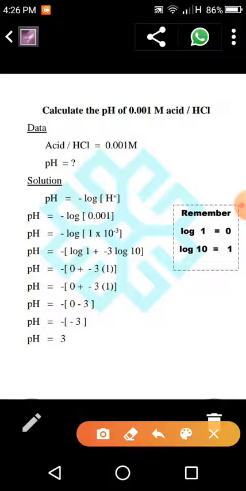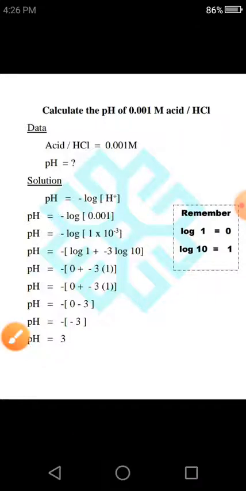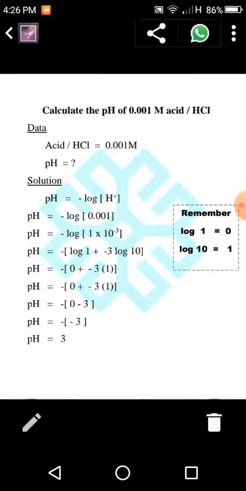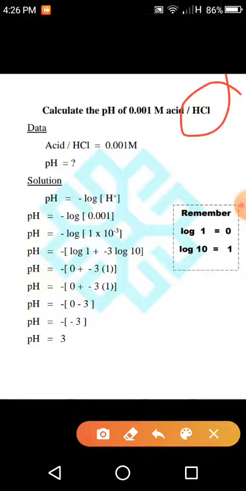First of all, make the data. You can see acid or HCl, that is 0.001 molar. Capital M stands for molarity or concentration. We have to calculate pH. First of all, we have to see whether the given solution is an acid or a base. You can see it is an acid. HCl is an acid. So we can calculate pH directly.